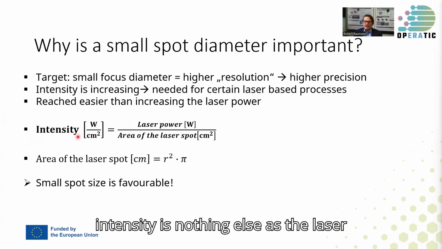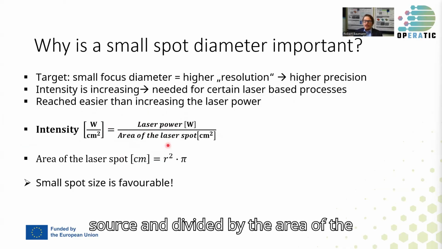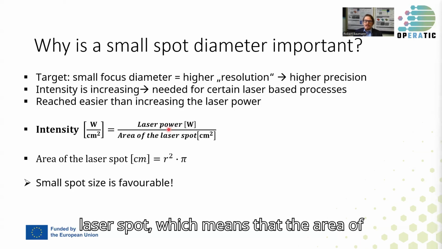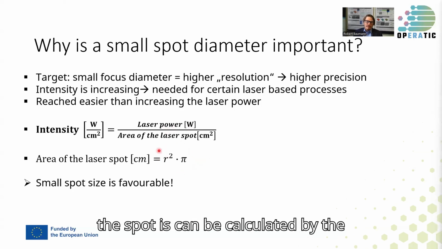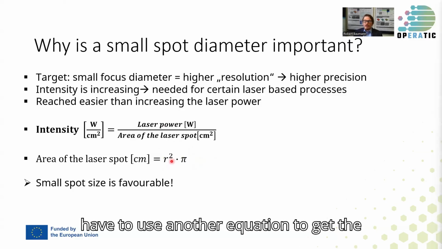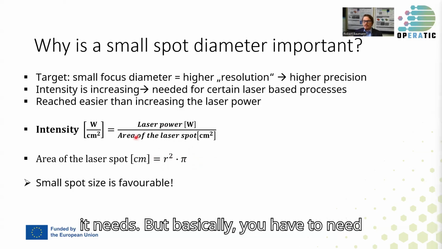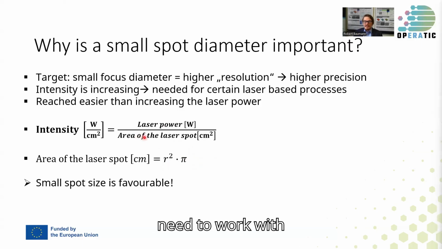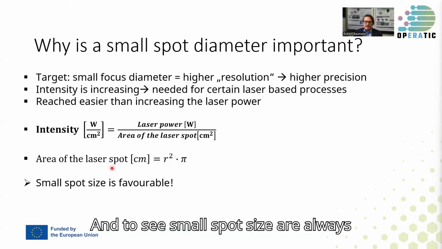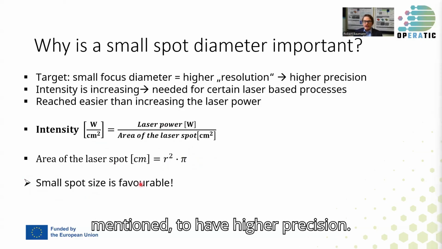So the intensity is nothing else than the laser power given from your laser source divided by the area of the laser spot that we have. Noticeably, we have a circular laser spot, which means that the area of the spot can be calculated by the radius squared times pi. If you have a rectangular spot, of course, then you have to use another equation to get the area of the spot, or triangular, whatever it needs. But basically, you need the area of the laser spot that you work with to calculate the intensity later on. And to see, small spot sizes are always favorable in that case, as I already mentioned, to have higher precision.